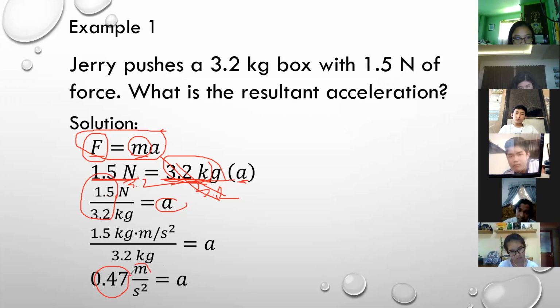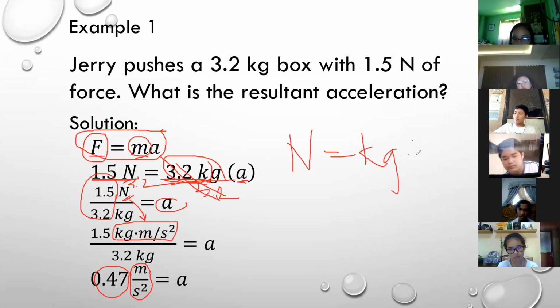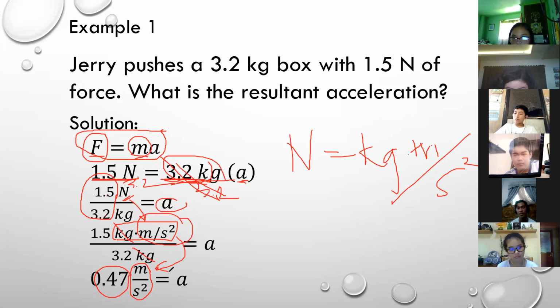However, how did we get meters per second squared? We dissect Newton to kilogram meter per second squared. That is the expansion of the unit Newton. Again, Newton is equal to kilogram meter per second squared. So we dissected the unit Newton, and from there, we can eliminate the unit of kilogram. Kilogram divided by kilogram, 1. So we ended up with meters per second squared as our final unit, which we partner with the quotient of 1.5 and 3.2.